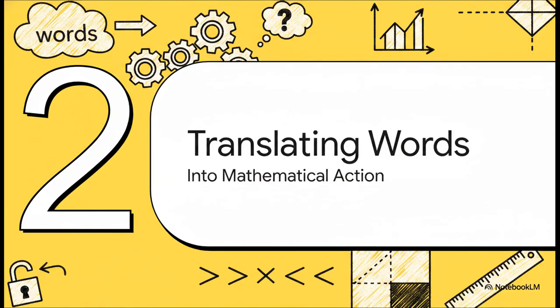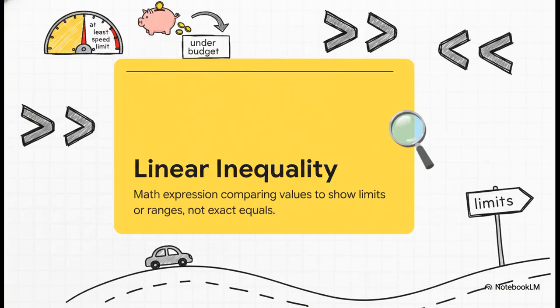Moving right along to Section 2, Translating words into math. To take those real-world limits and put them on paper, we need a specific tool to model the boundaries. That tool is called a linear inequality. By definition, a linear inequality is a mathematical expression that compares two values using signs like greater than or less than. It shows us limits or ranges instead of exact equals. Honestly, it is the absolute perfect tool for the real world, because in real life, things aren't always perfectly equal. Life isn't an equal sign. Sometimes you just need to know you're under budget, or that you're driving at least the speed limit.